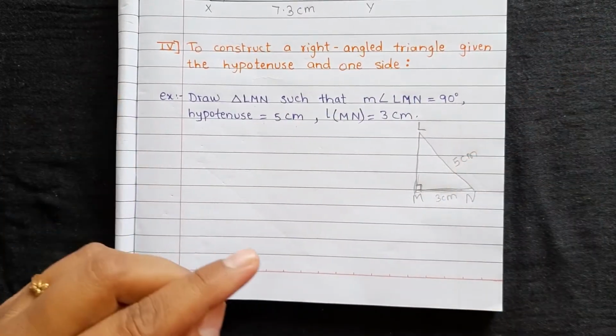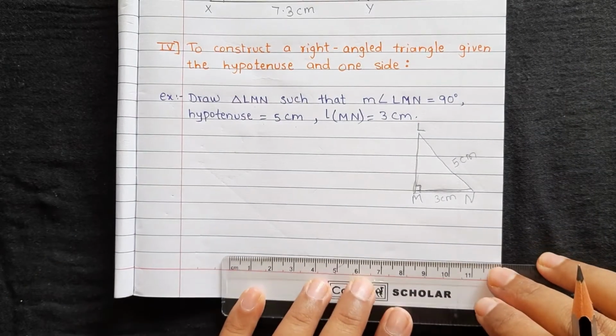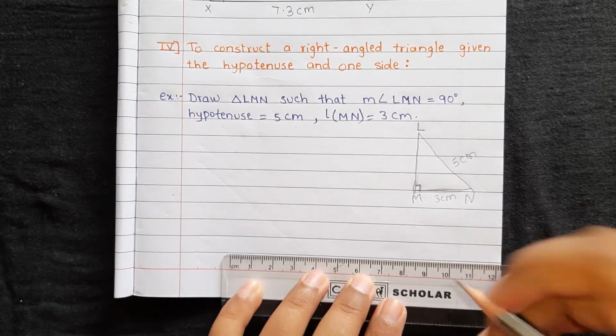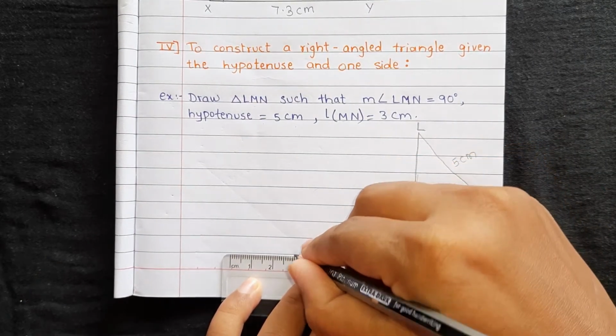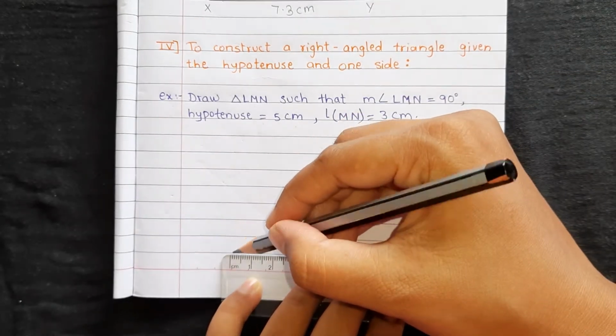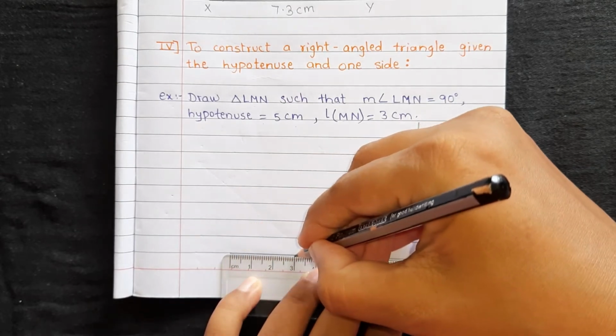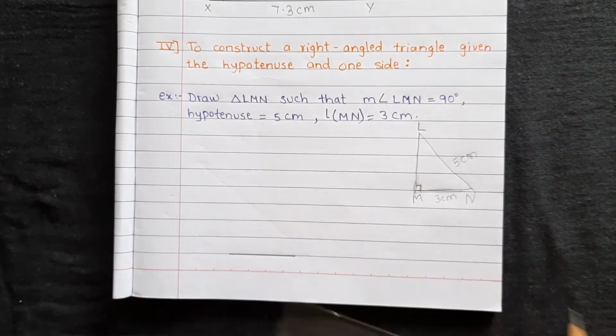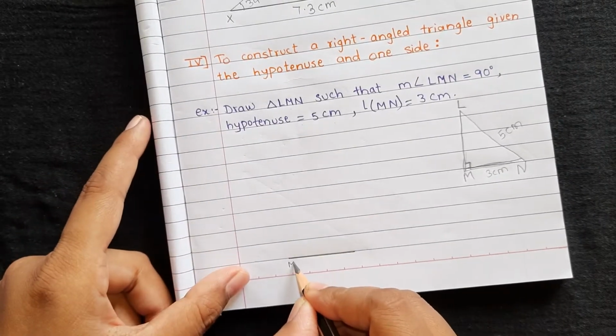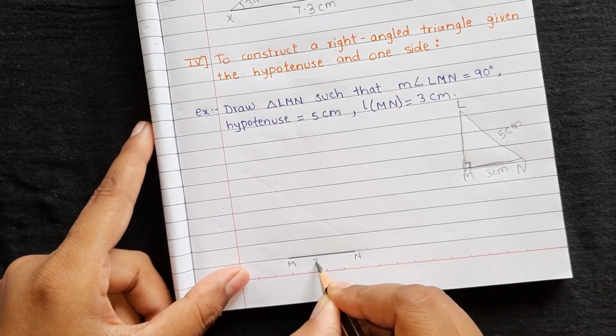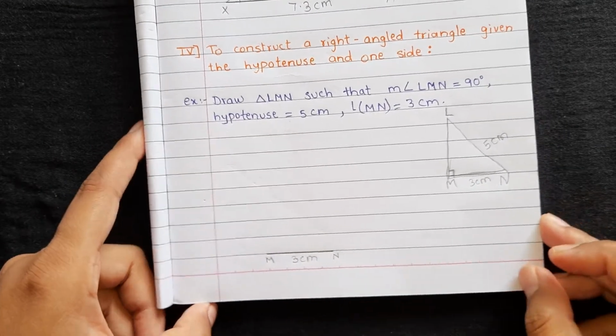So first we will draw the base. How much is the base? 3 centimeter. So mark the point at 3 and mark the point at 0. So this is our base of 3 centimeter. Immediately we will give it the name MN 3 centimeter.